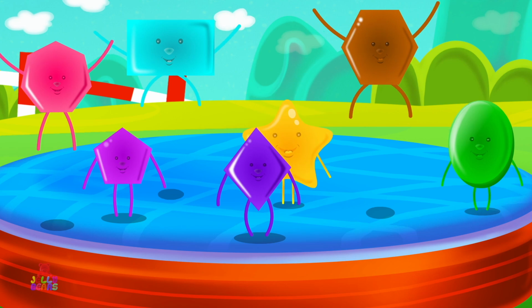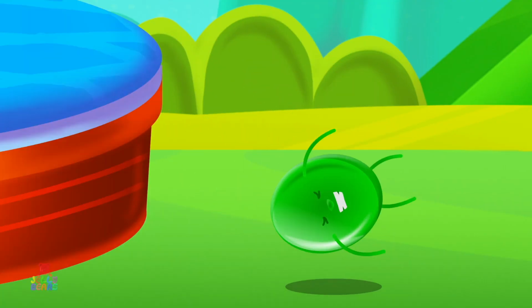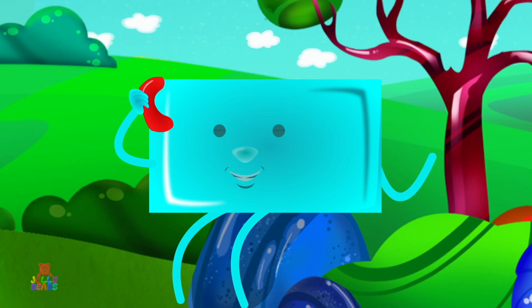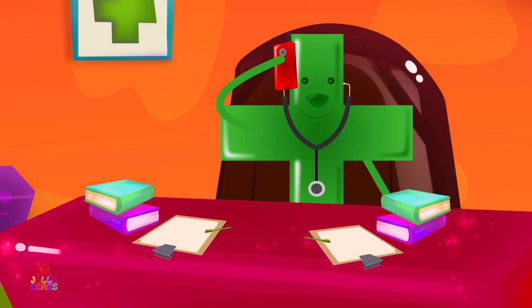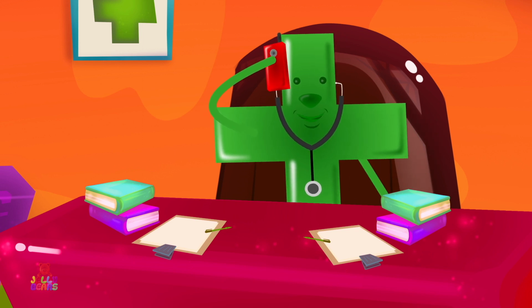Seven little shapes jumping on the bed. Oval fell off and bumped her head. Rectangle called the doctor and the doctor said, no more shapes jumping on the bed.